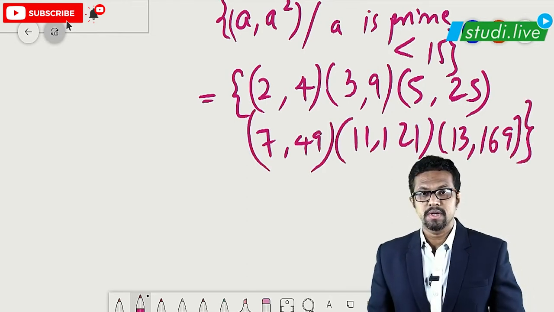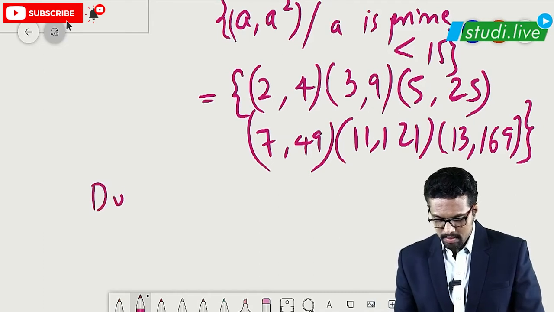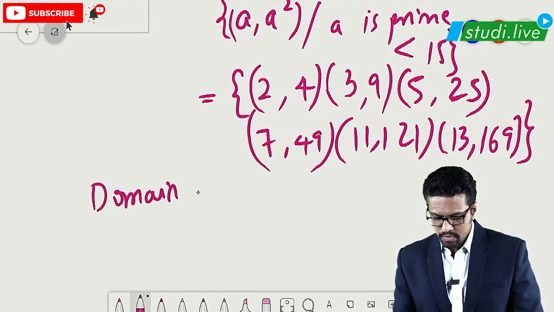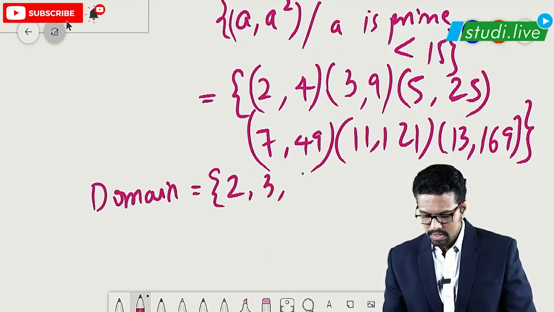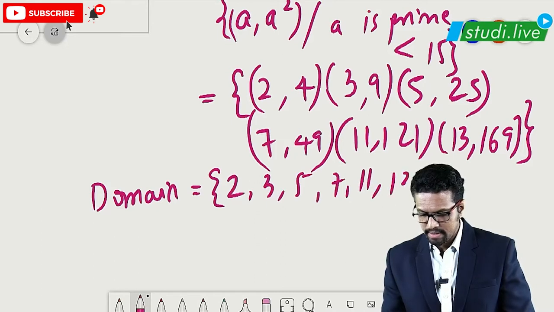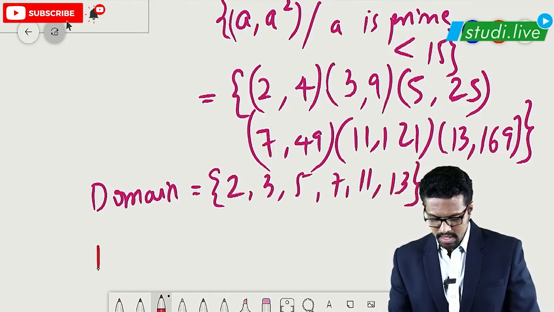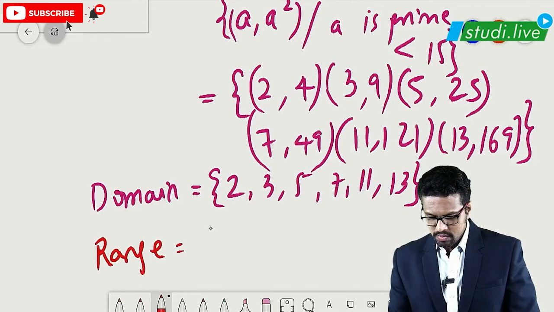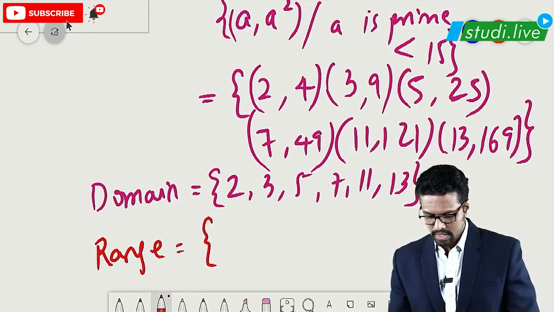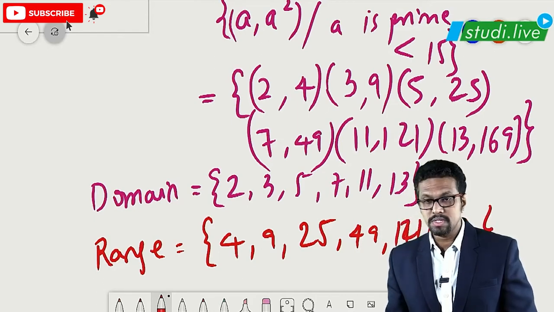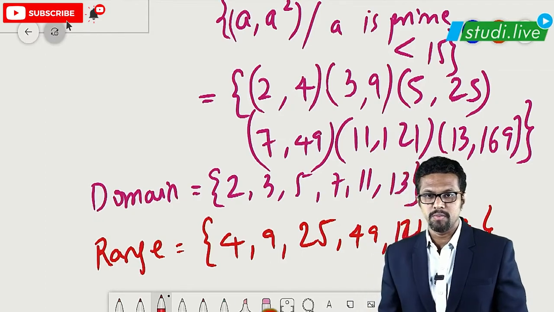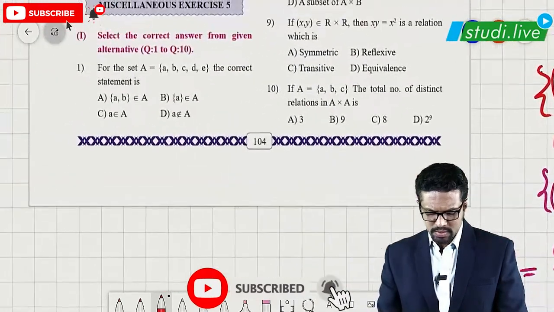So these are the elements that we are getting. What will be the domain of this? The domain will be the set of the first elements. So that is 2, 3, 5, 7, 11, and 13. And what will be the range? The range will be the second elements. So that will be 4, 9, 25, 49, 121 and 169. So these are the second elements, that will form the range.